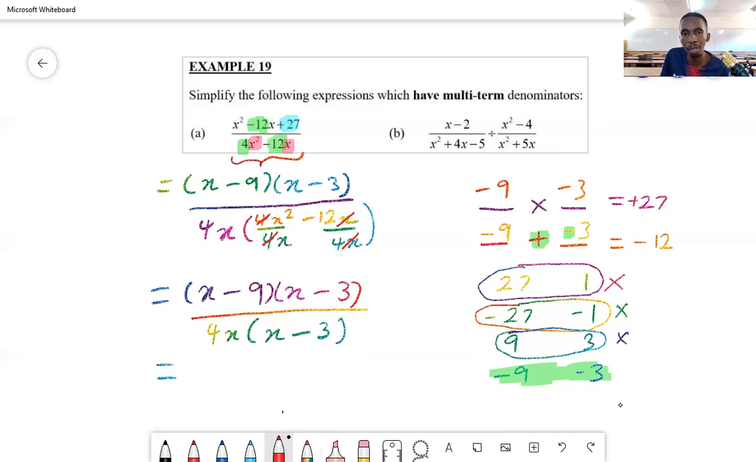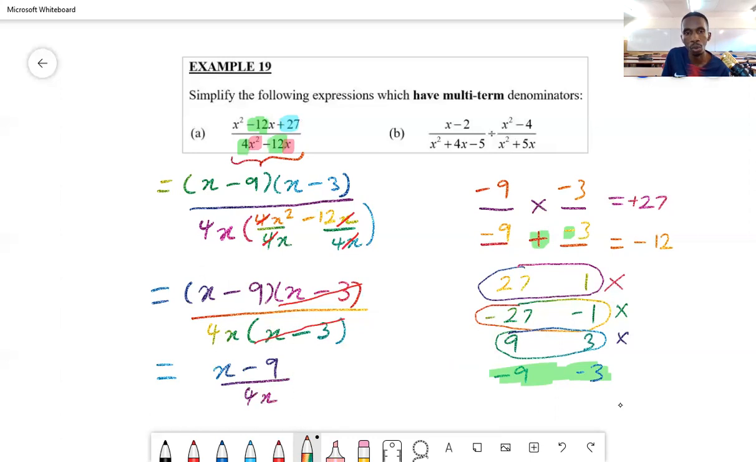Remember, we said the aim of these types of problems is to have something that is common to both the numerator and the denominator so that they can cancel each other out. And that common thing is x minus 3. x minus 3 and x minus 3 will cancel each other out, and we will be left with x minus 9 divided by 4x. You can simplify it further.